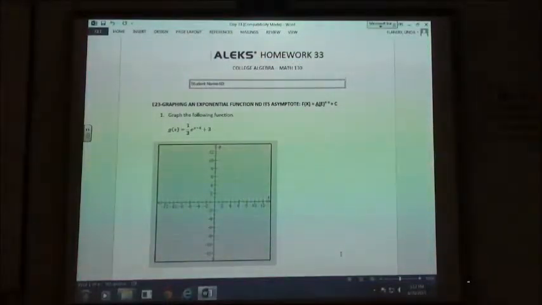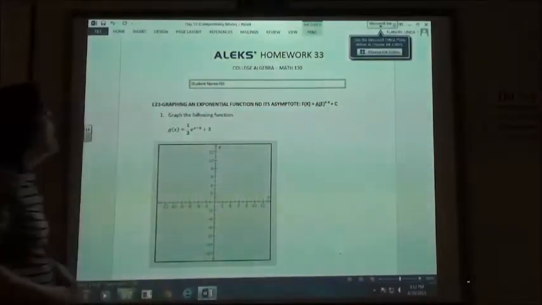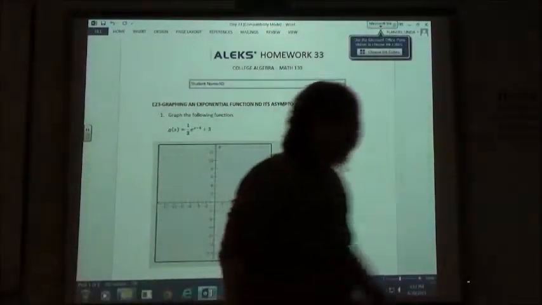All right, college algebra homework day 33. We are graphing an exponential function and its asymptote.